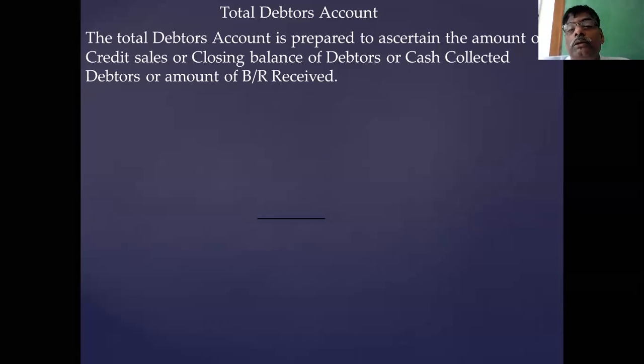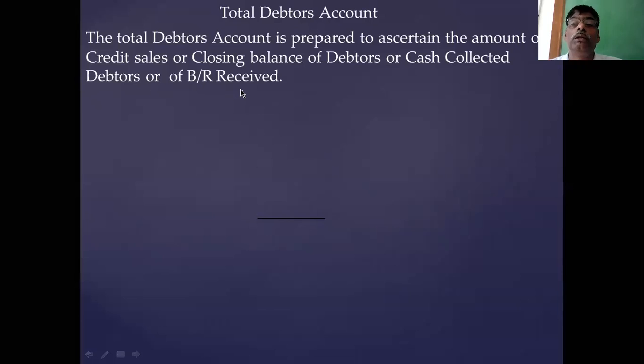Or it is prepared to ascertain the closing balance of debtors. Or it is prepared to find out the cash collected from debtors, or the amount received on bills receivable. Bills receivable received. Okay, this is the point you remember: it is prepared to know the bills receivable received.